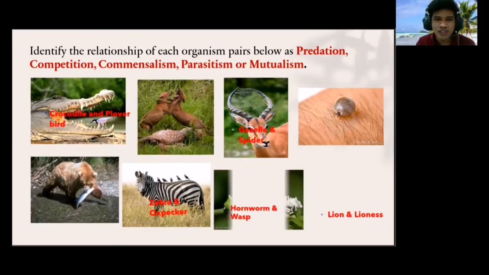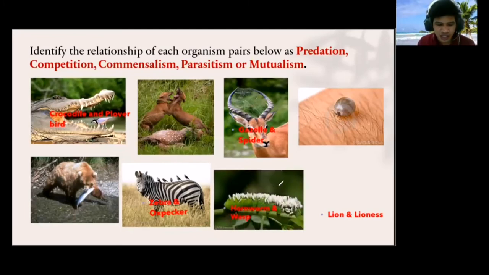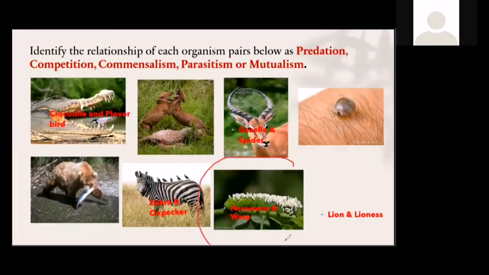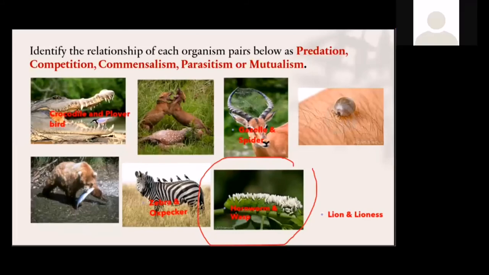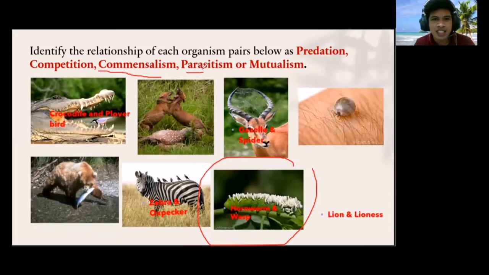Okay, let's make it fast now. Okay, the worm. Okay, this one, the worm. Chinjang. Hello, Chinjang. Are you here? Chinjang? Yes. Okay, Chinjang. This one. What kind of relationship? Horned worm and the wasp. Choose from three. Commensalism, parasitism, or mutualism.